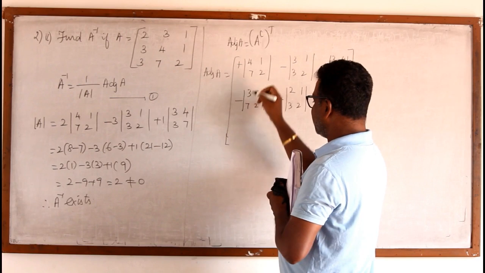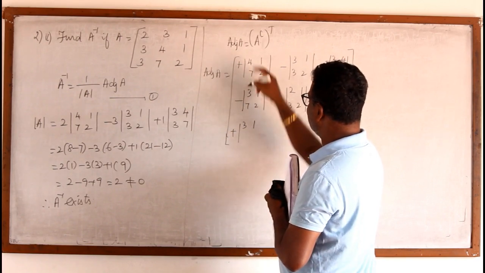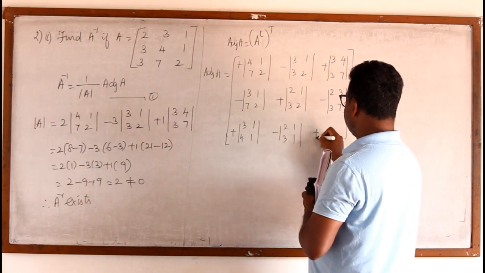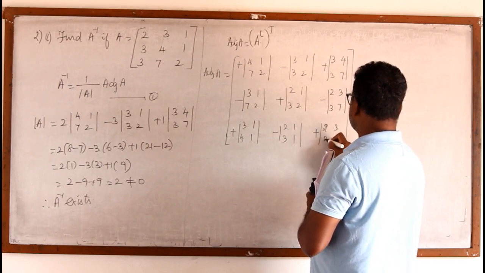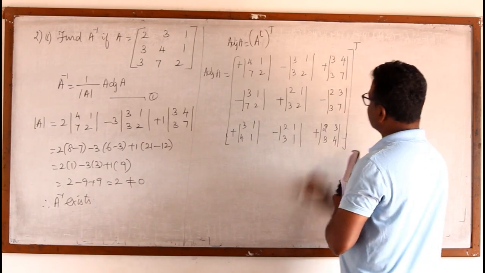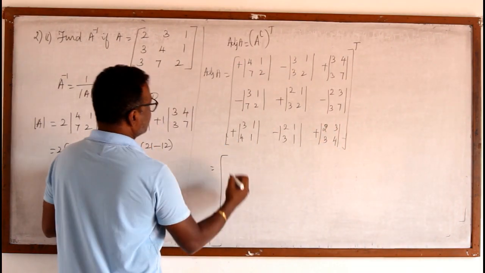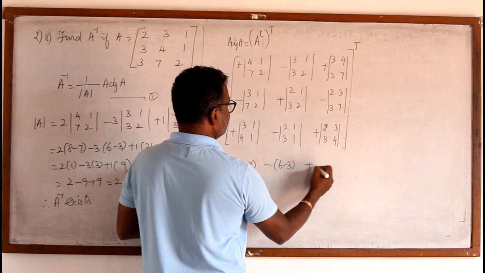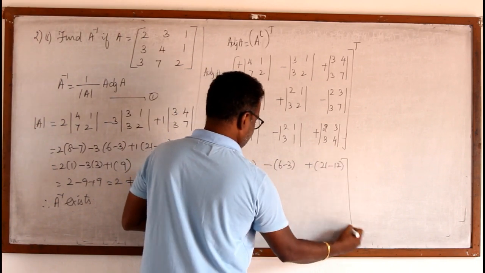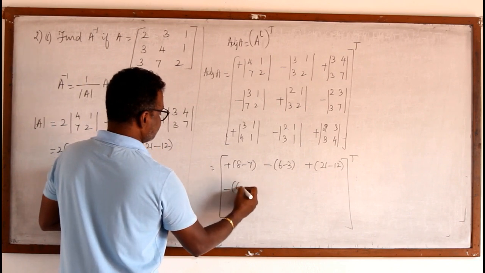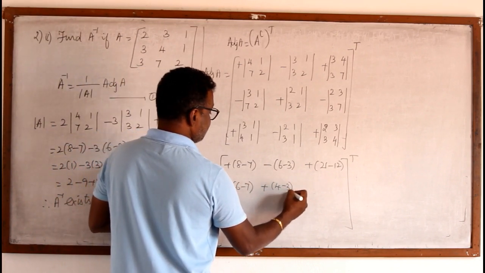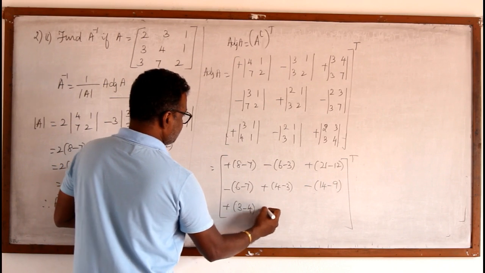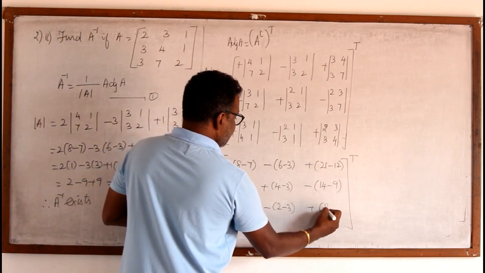Next, I told you can write from here itself. Plus 3 1 first, 4 1 next. Minus 2 1 3 1. Plus 2 3 3 4. Third determinant. So it is plus 8 minus 7, minus 6 minus 3, plus 21 minus 20. The transpose: minus 6 minus 7, plus 4 minus 3, minus 14 minus 9, plus 3 minus 4, minus 2 minus 3, 8 minus 9.